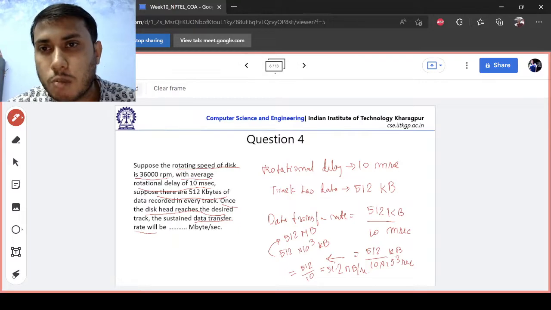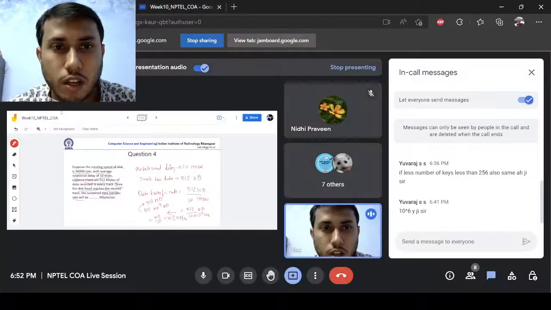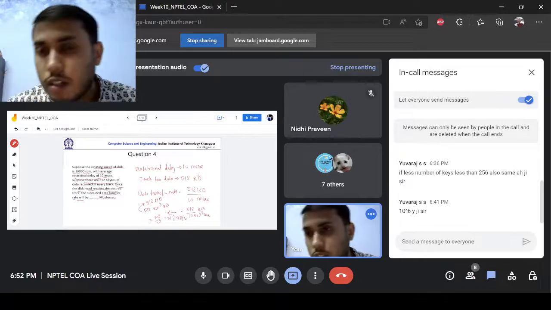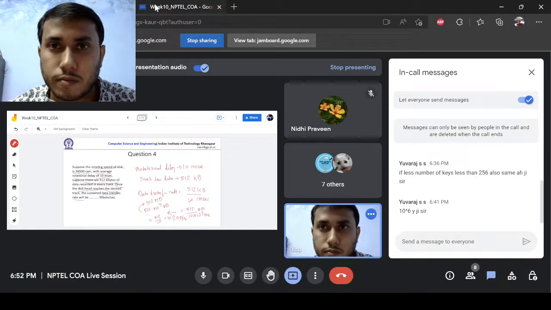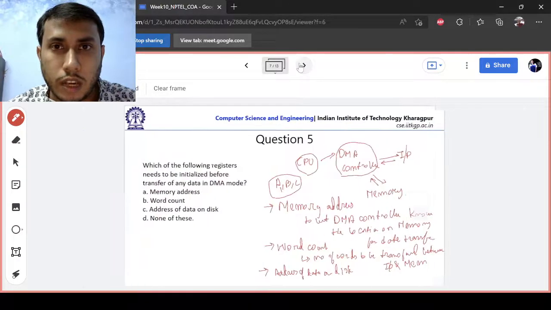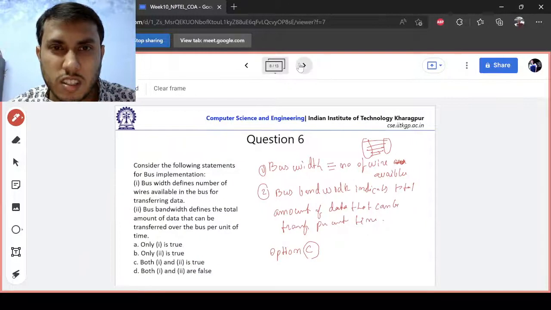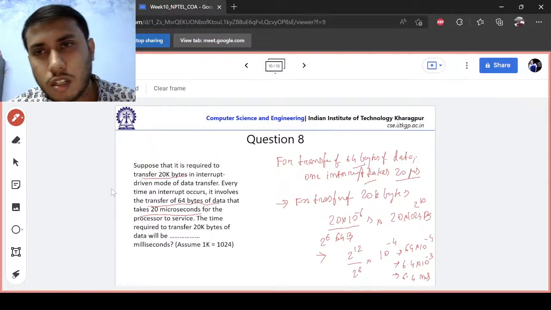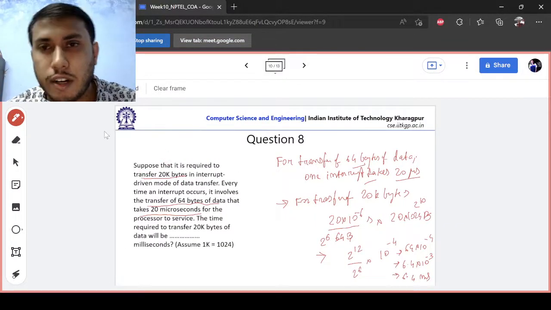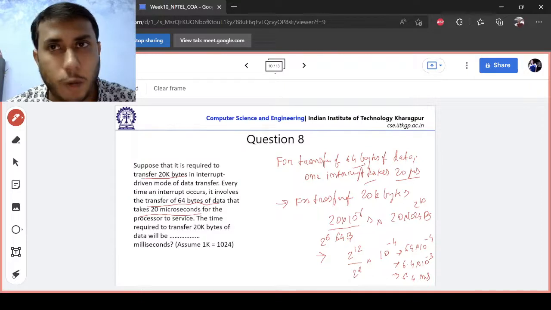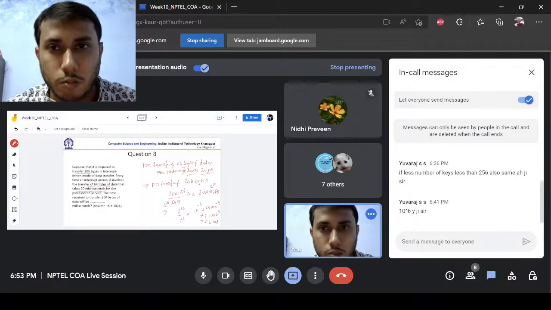This one is also important. This question 4, where you need to find out the data transfer rate. Another is this one: for interrupt driven mode data transfer, how much time will be required. This is another big important question that will be asked mostly.